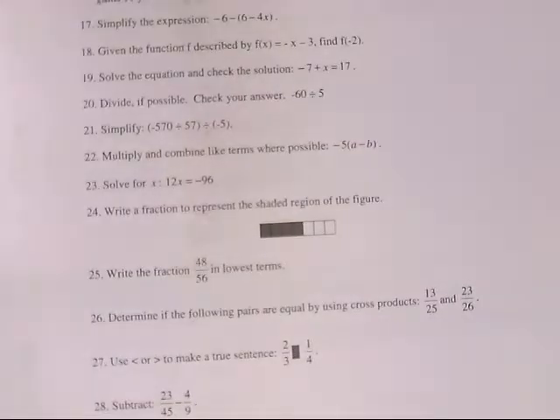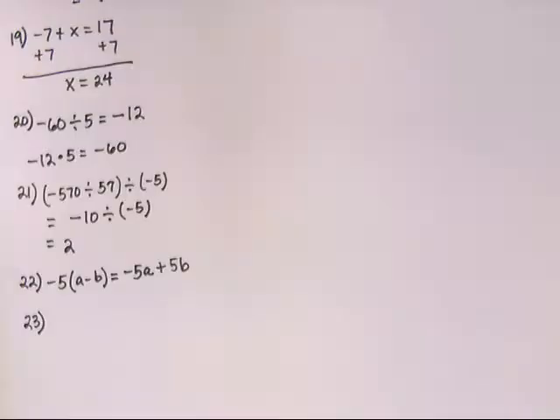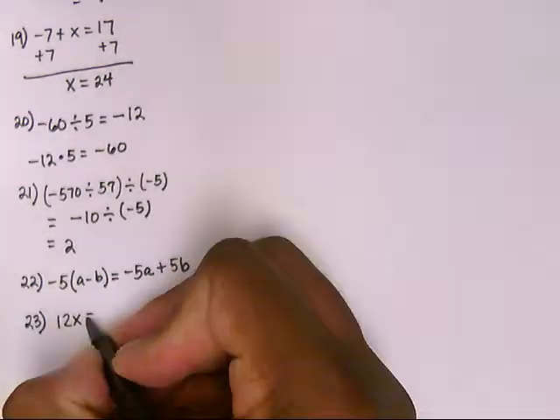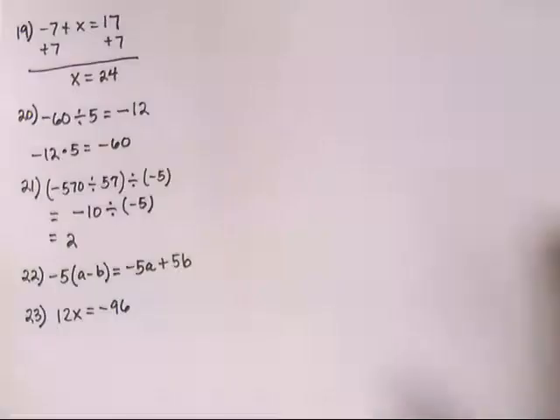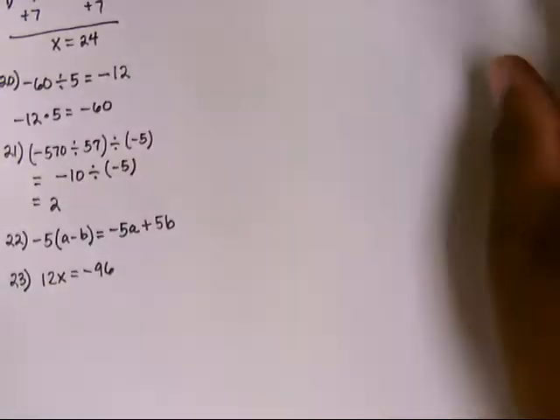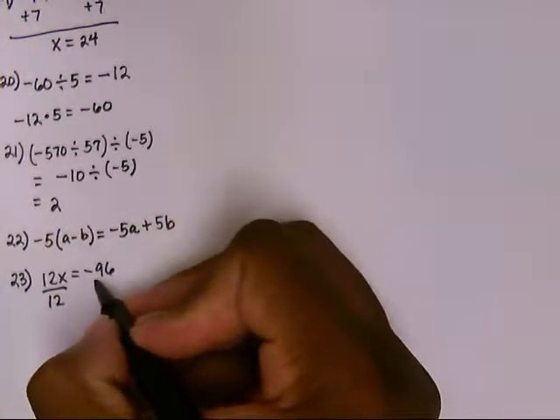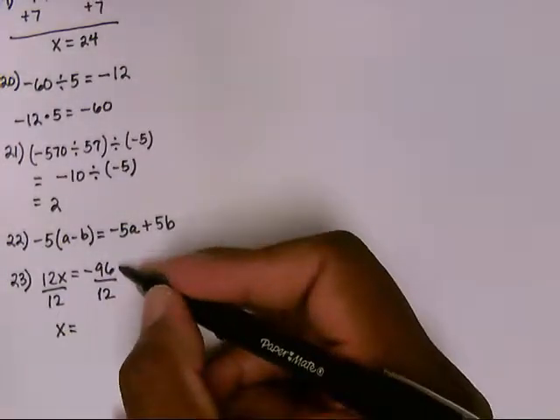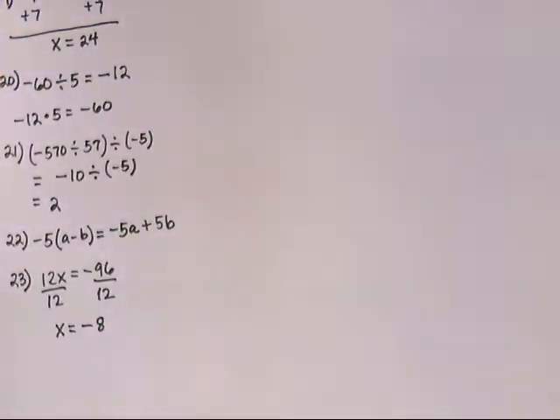Alright, number 23. Solve for x. In this case, you have 12x is equal to negative 96. Now, this is a multiplication equation, so we need to do the opposite of multiplying by 12 to get x by itself, and that's to divide both sides by 12. So x is equal to negative 96 divided by 12. That's negative 8.